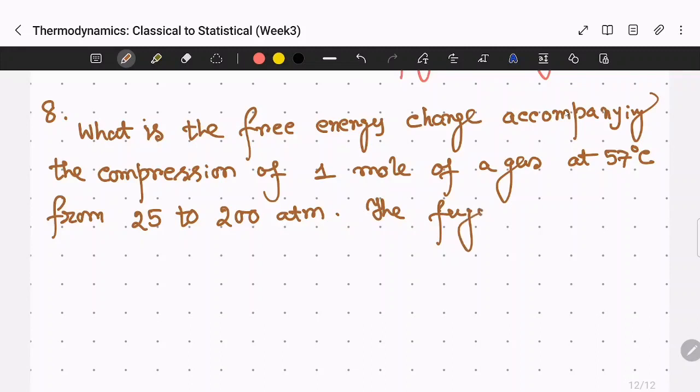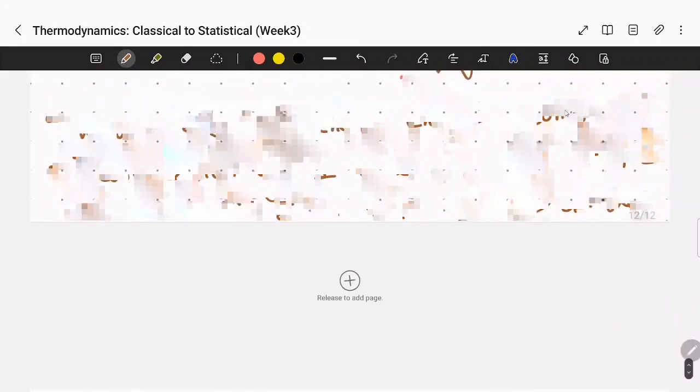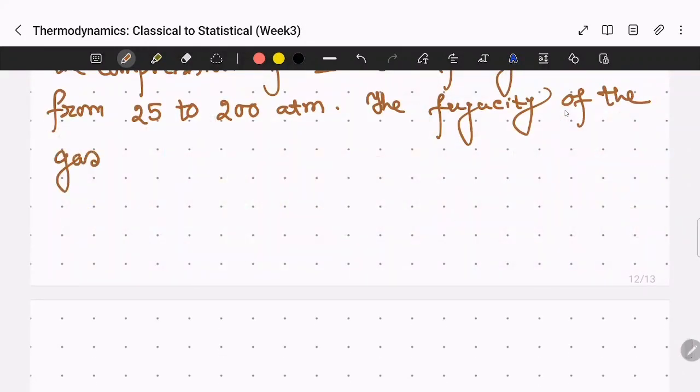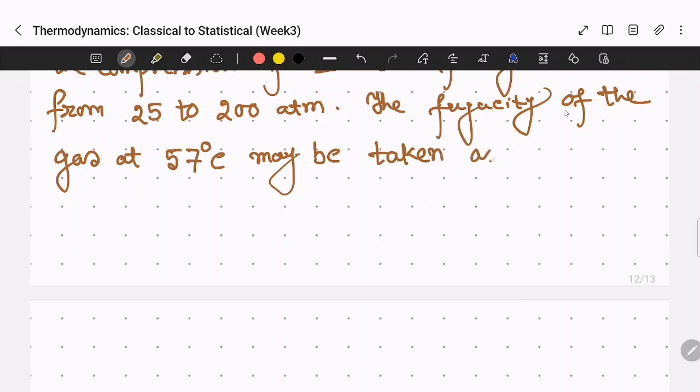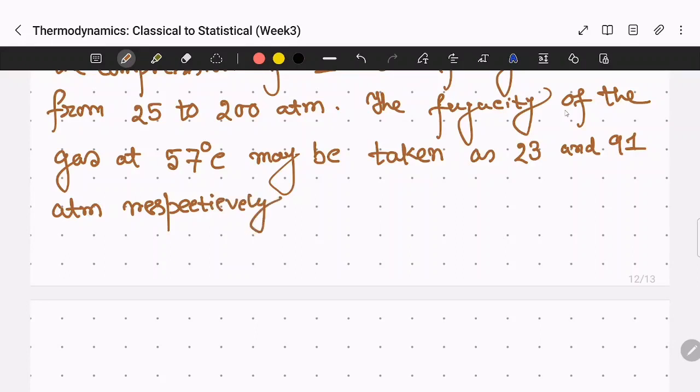The fugacity of the gas at 57 degrees centigrade may be taken as 23 and 91 atm respectively at pressures of 25 and 200 atm.